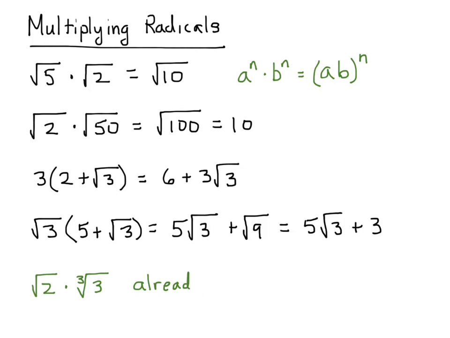So the one thing that doesn't work is that you can't multiply radicals that have different indices. These have to be the same index, so that means you can only multiply the cube root of something times the cube root of something else, or the square root of something times the square root of something else. If you have something like the square root times the 5th root, there's no real way to simplify that.